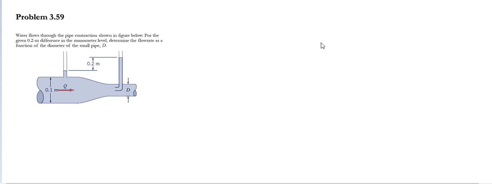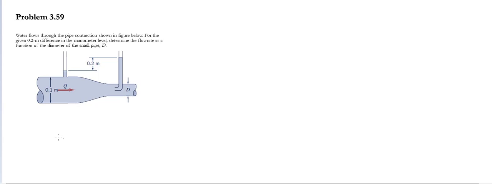Problem 3.59. In this problem, we have water flowing through a pipe contraction shown in the figure below. For the given 0.2 meter difference in the manometer level, we need to determine the flow rate as a function of the smaller diameter, d.